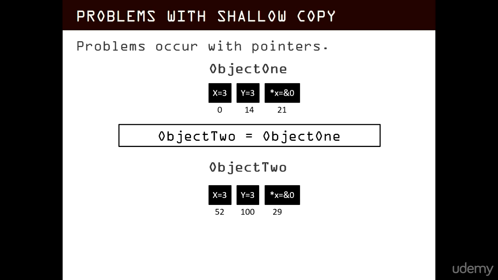Now the problem is that x equal to 3 and y equal to 3 would be copied properly. However, a problem would occur while copying the pointer. Our original pointer was pointing at the 0th location in which object 1's x was stored. Now for object 2, we want to point to the 52nd address in which object 2's x is stored. However, in this case we have a problem. It is still pointing to object 1's x, which was in the 0th location. So this is the problem that we need to tackle, and this is tackled using deep copy.